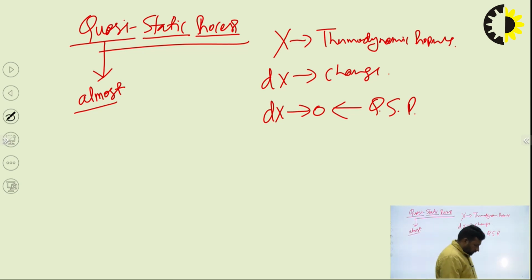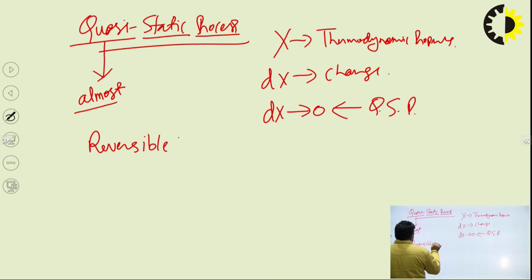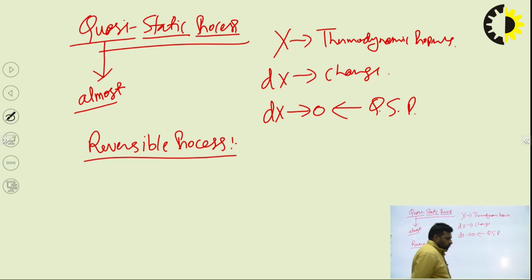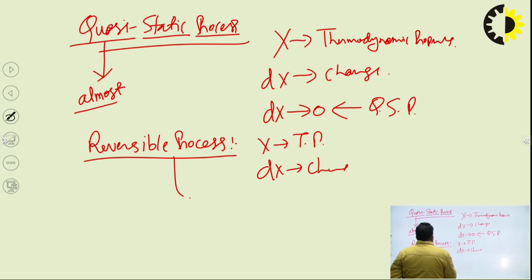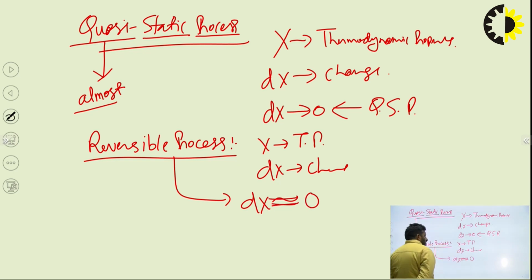For solving problems, it is very important to justify whether it is a quasi-static process, reversible process, or irreversible process. So the next one is the reversible process. A reversible process is similar to a quasi-static process. The only difference: if X is any thermodynamic property, then dx is the change. For any reversible process, dx must be 0, which means there is no difference between the two states.